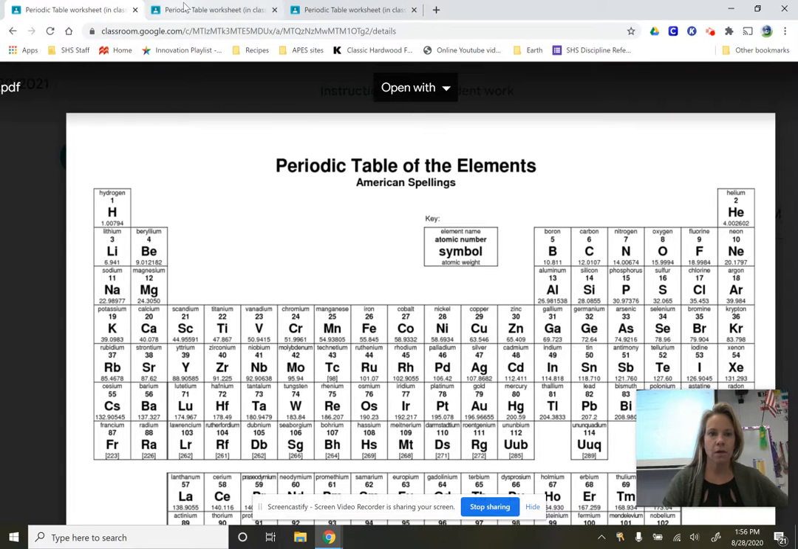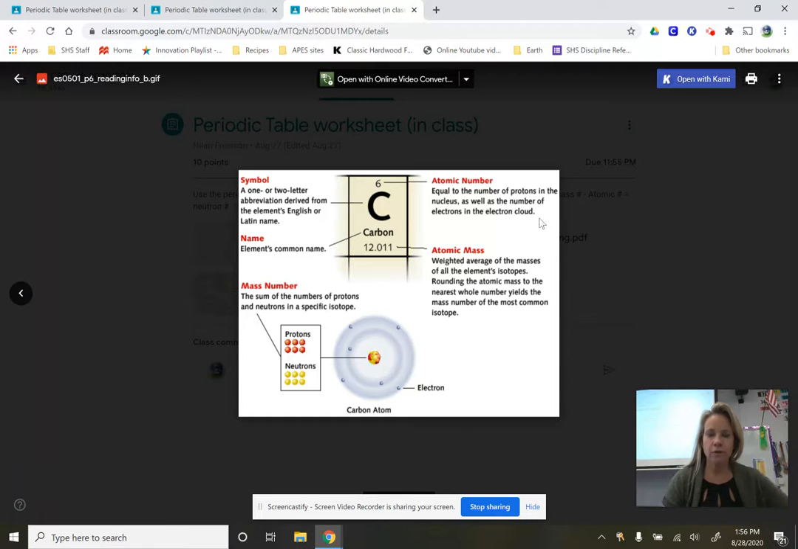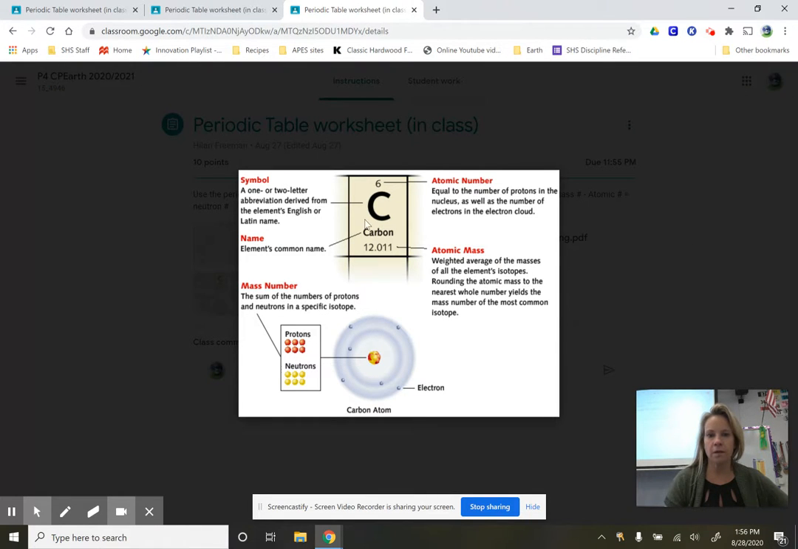So right here, if we look at this symbol, this is carbon. There's a letter that represents it, so that's the symbol it's referring to. And then the atomic number is up here on the top. For carbon, that would be 6. And then the atomic mass is the usually decimal number, so 12.011.